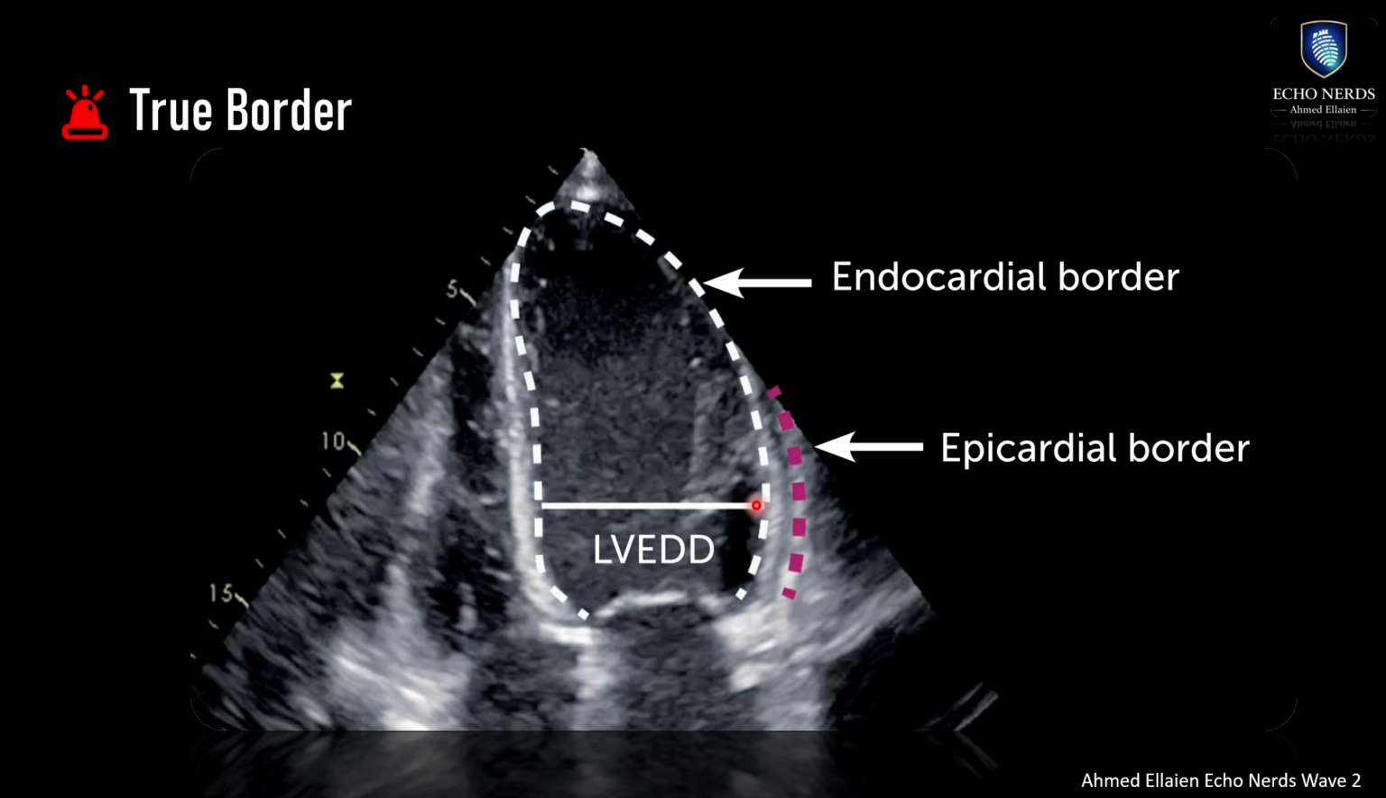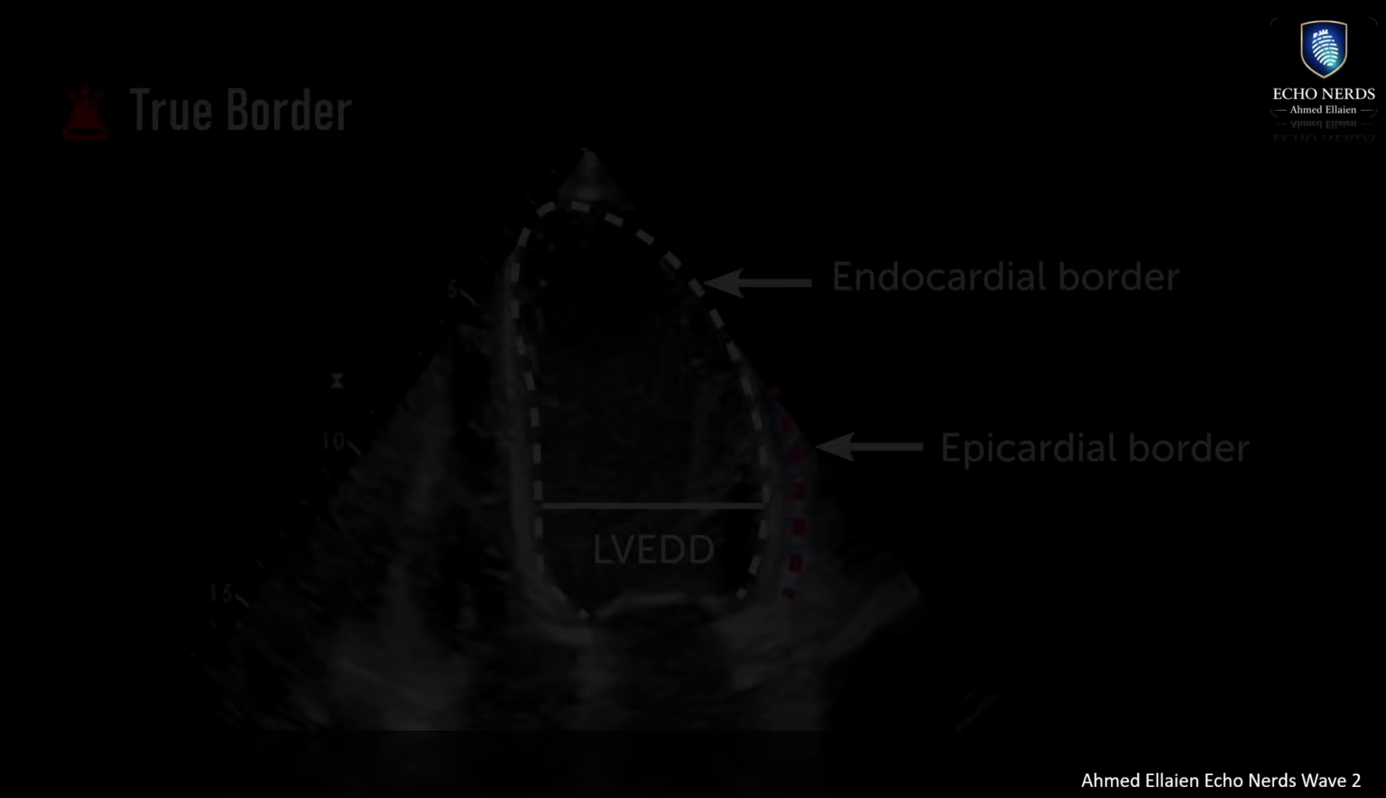And you can see that I didn't do the trace like this. No, I cut through the papillary muscle and the trabeculation. I cut through them because they are part of the cavity. We trace the interface between the compact myocardium, this muscle, and the spongy myocardium, which is this, which is called the true endocardial blood border.